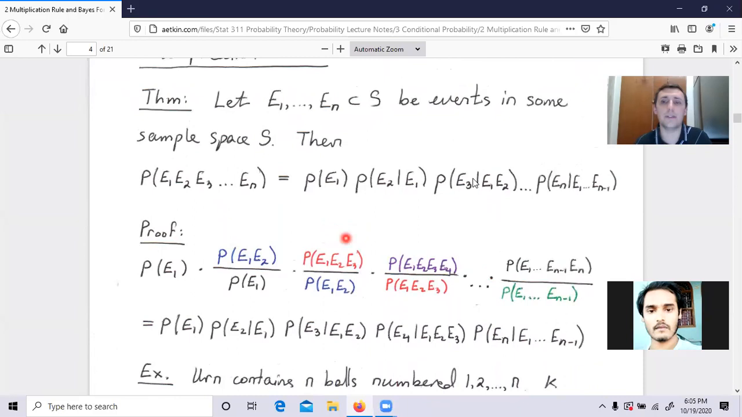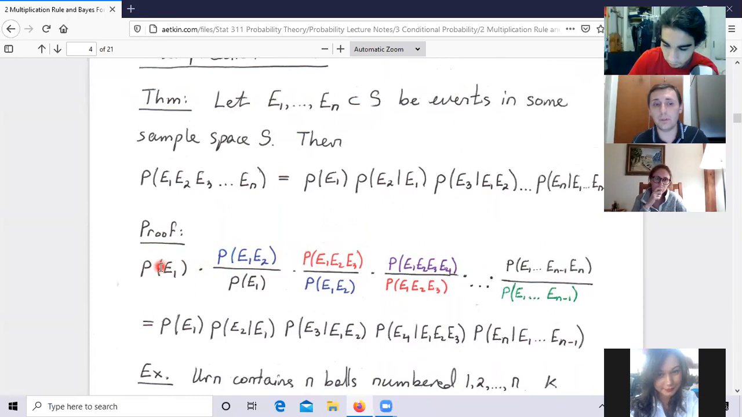Just basic algebra. Yes, guys? So what I can do is write a telescoping product. Probability of E1 times probability E1, E2 divided by probability E1. So you can see the numerator of the left term crosses with the denominator of the right term. You see that? And then next I multiply by probability E1, E2, E3 divided by probability E1, E2.